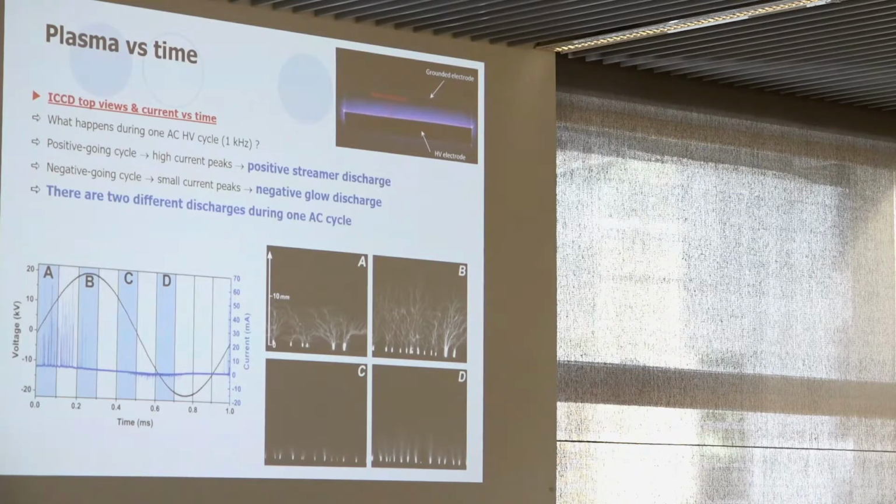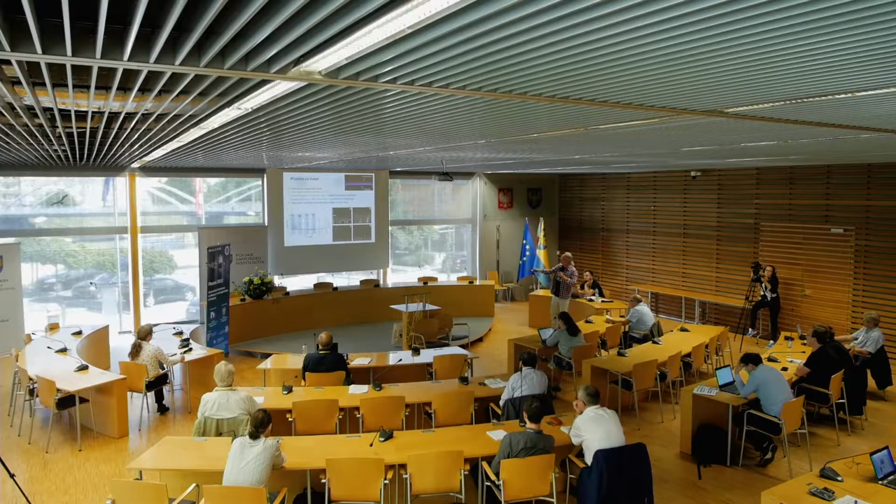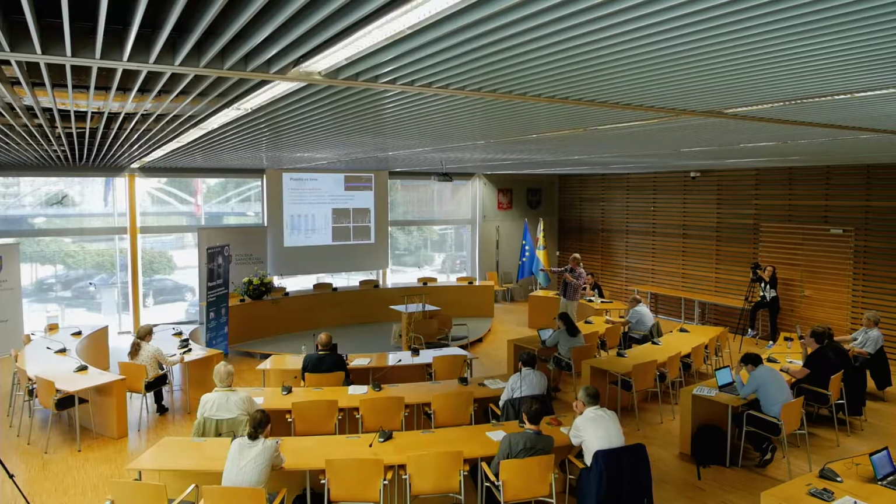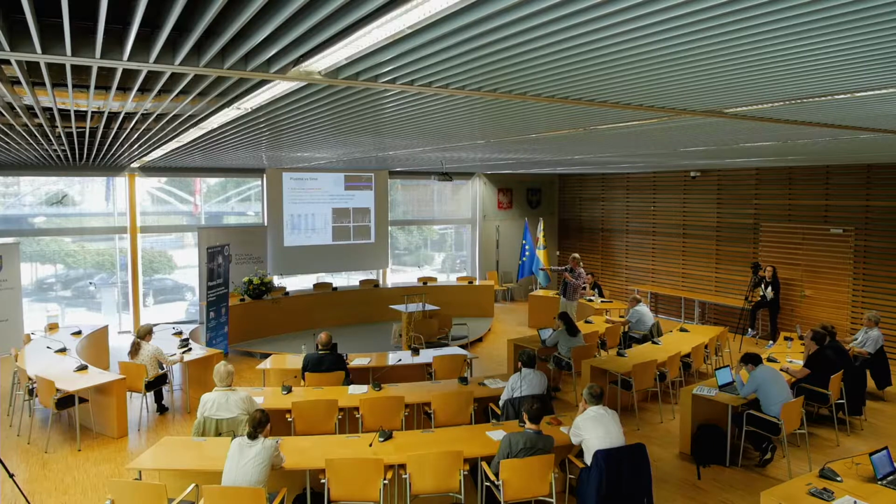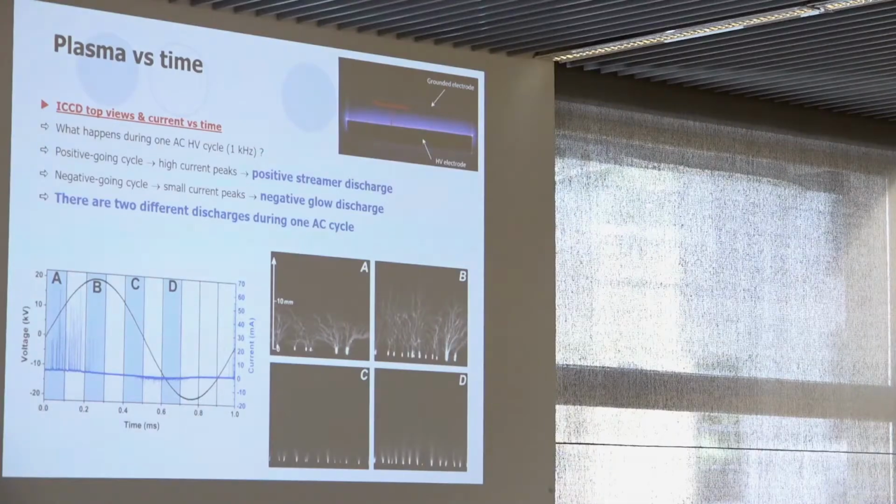So first, what about this discharge versus time? Here we have time, and in black we have the applied voltage, and in blue we have the corresponding current. What can we see? We can see that during the positive going cycle, there is a streamer discharge because there are several high current peaks. High current peak for me is a few milliamperes. Sorry, it's not amperes, okay? It's, yes, 50 milliamperes. And with the ICCD view, the edge of the electrode is here, okay? We can see that during the windows A and B, we have a streamer discharge. So the ICCD view confirms what we measure with the current.